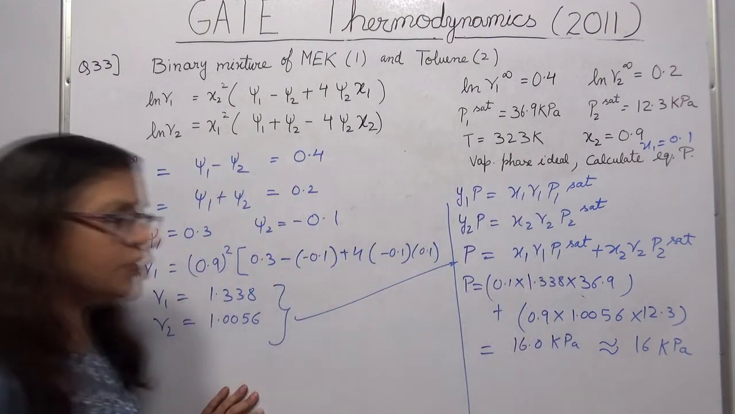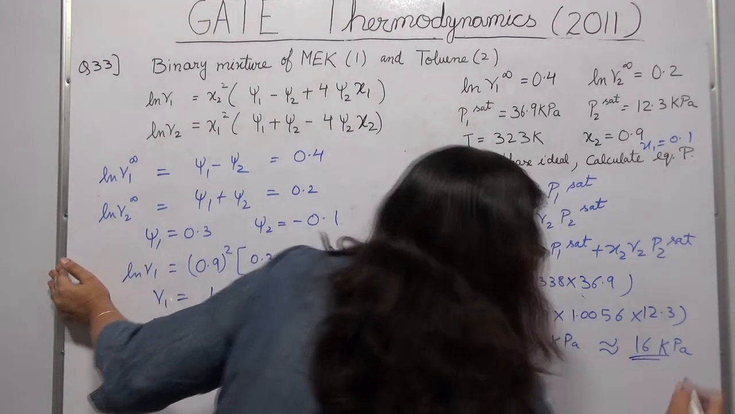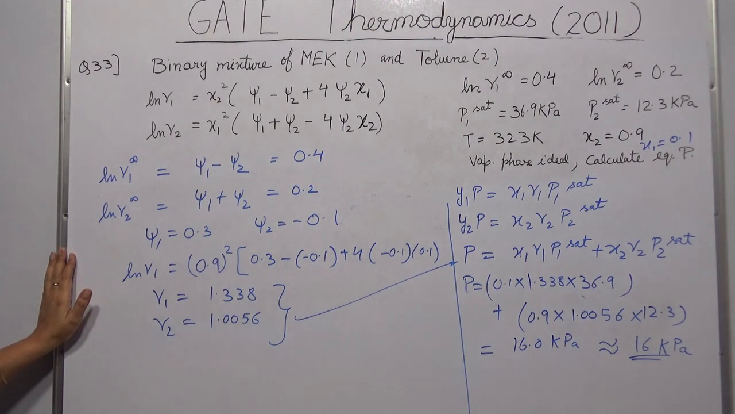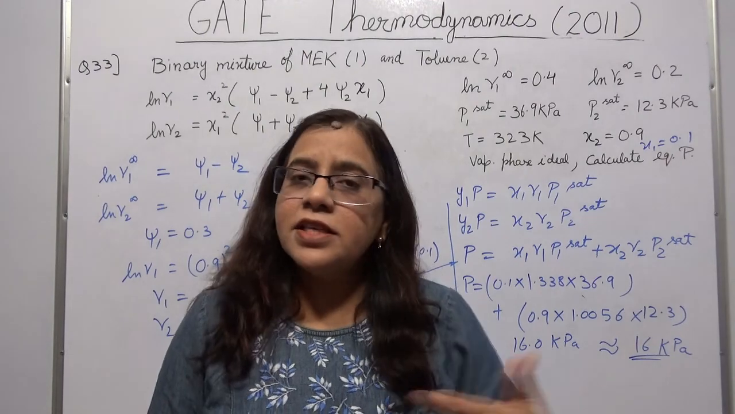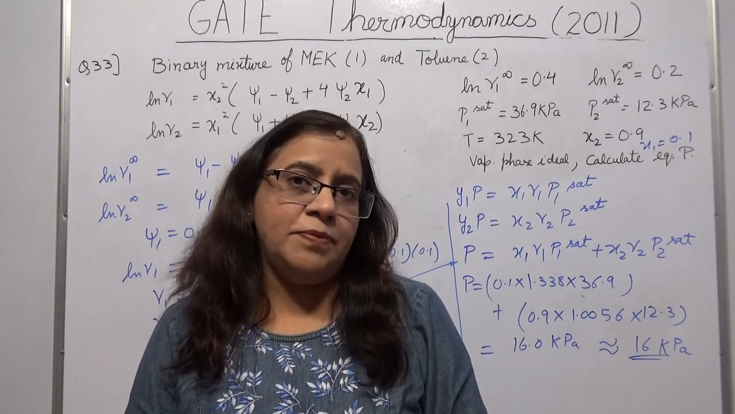Okay, so you have been provided with 4 options, and this was option number C, 16 kilopascal, which was correct. Okay, so what you observe is that after every year or two you have certain problem which is about vapor liquid equilibrium, and you have to use either Raoult's law or Henry's law to solve it. Okay, these are very simple problems but very important at the same time.